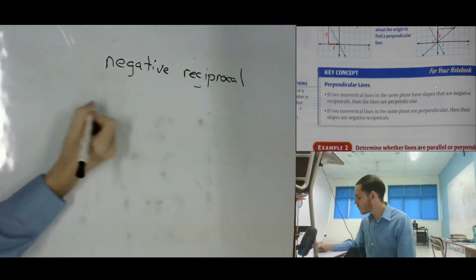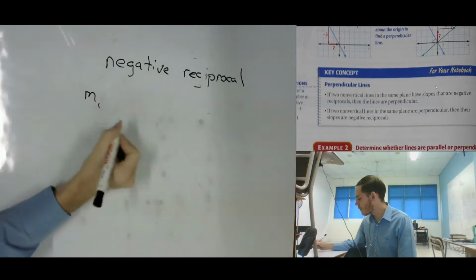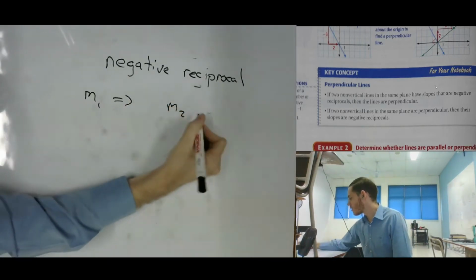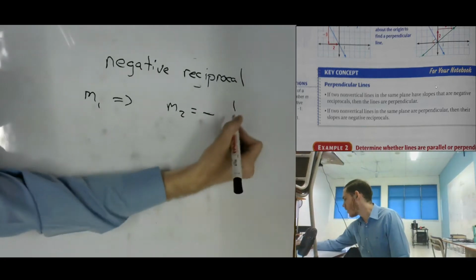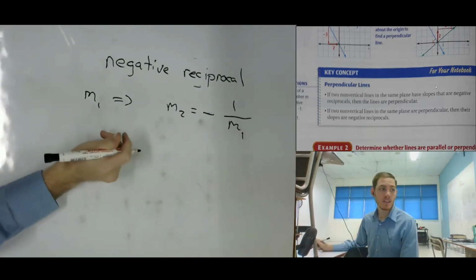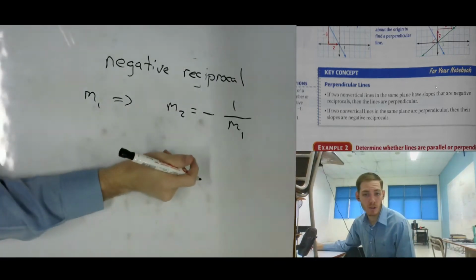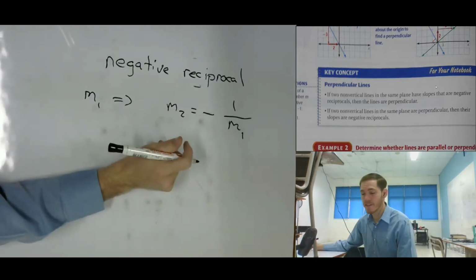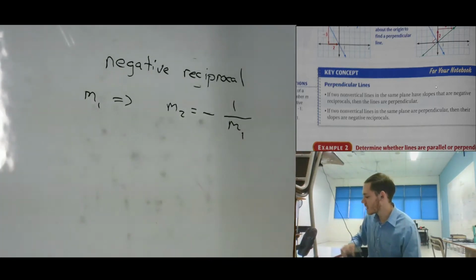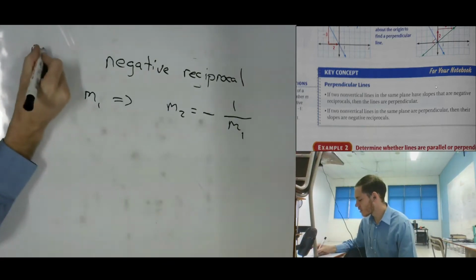The way you can view it is if you have slope m1, then m2 equals negative 1 over m1. Okay? That is a negative reciprocal. You flip it. Everything on top goes to the bottom, everything on the bottom goes to the top. That is the negative reciprocal. Okay? This is perpendicular.